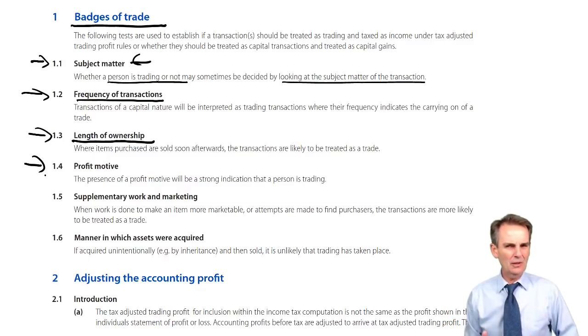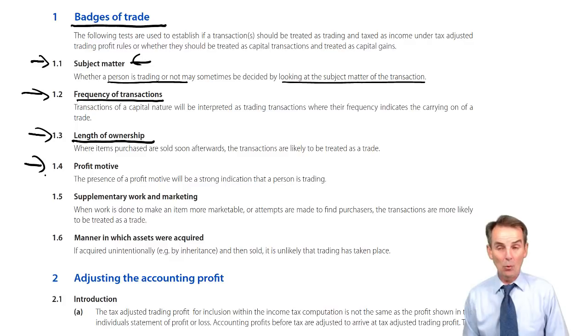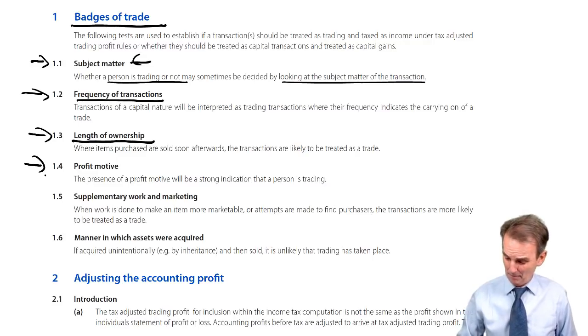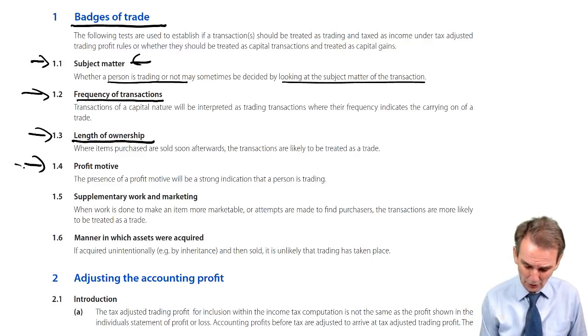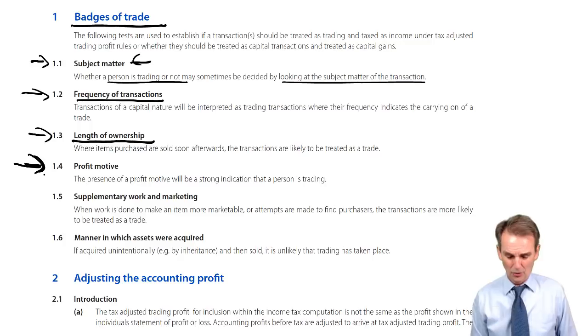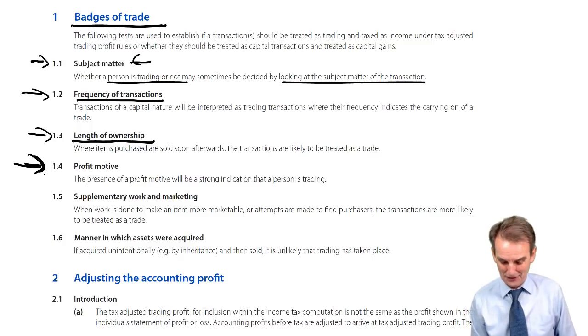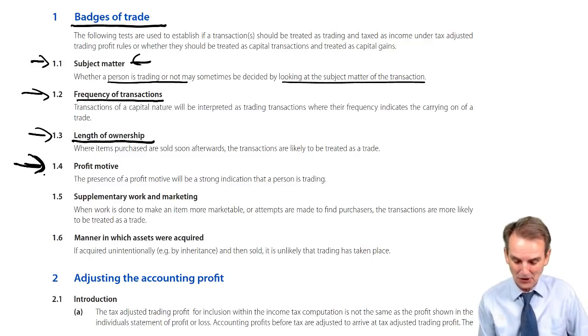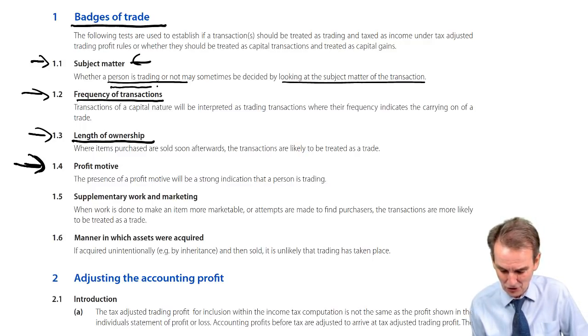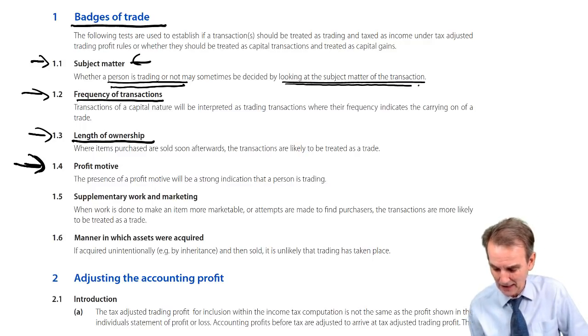But the million toilet rolls, do we think we bought those for our own pleasure and own consumption? I don't think so. Why did he buy them? He bought them to be able to sell them at a profit. So that therefore was the profit motive. Although the frequency of transactions wasn't there, the length of ownership didn't store these toilet rolls for very long, you'll be pleased to hear. But the subject matter, whether a person is trading, look at what you're dealing with.